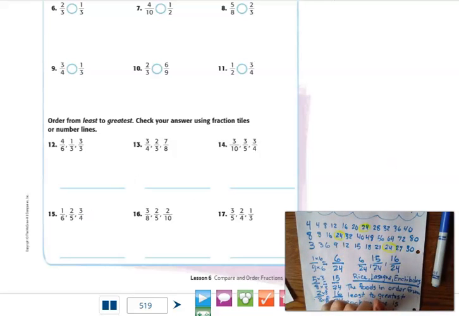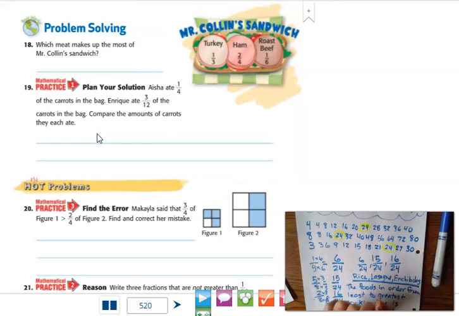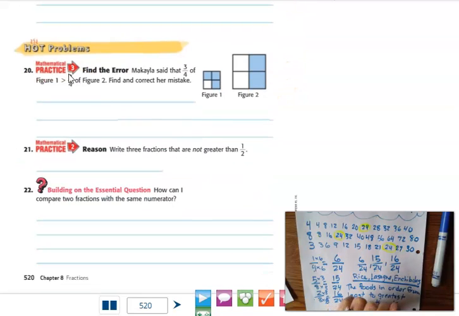So hopefully that helps you there. I did notice when you get to number 20, the word problems are pretty much the same as what we did in the examples. But this one is a little bit different. Michaela said that 3/4 of figure 1 is greater than 2/4 of figure 2. So if we're looking at this, the shaded blue part here, she's saying that this shaded blue part is greater than this shaded blue part. Find and correct. So we know she made a mistake because it says find and correct her mistake.